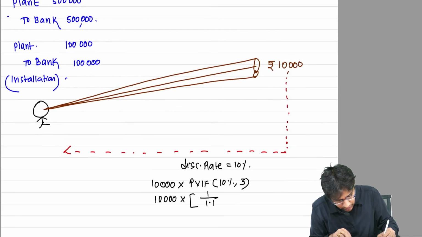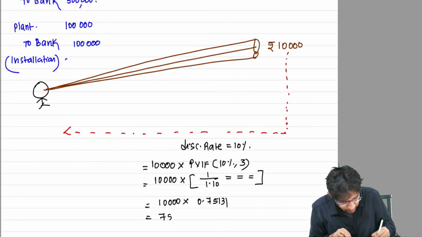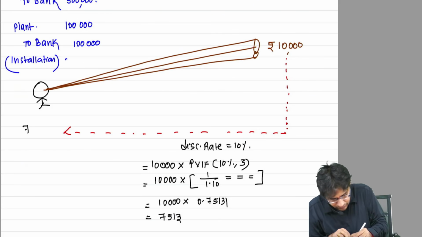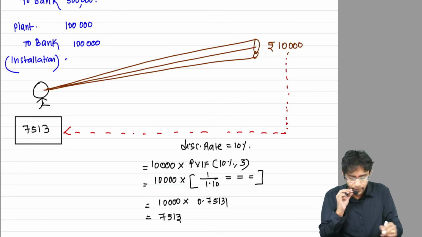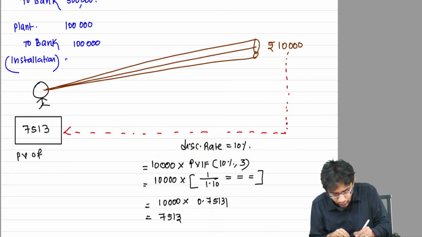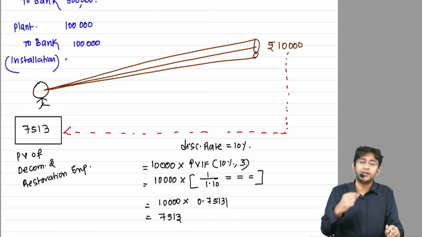If you do not, 1 divided by 1.10 is equal to, so that will be equal to 10,000 into 0.75131, which is 7513. So what is this 7513? 7513 is the present value of decommissioning and restoration expenses which you are going to incur after 3 years.